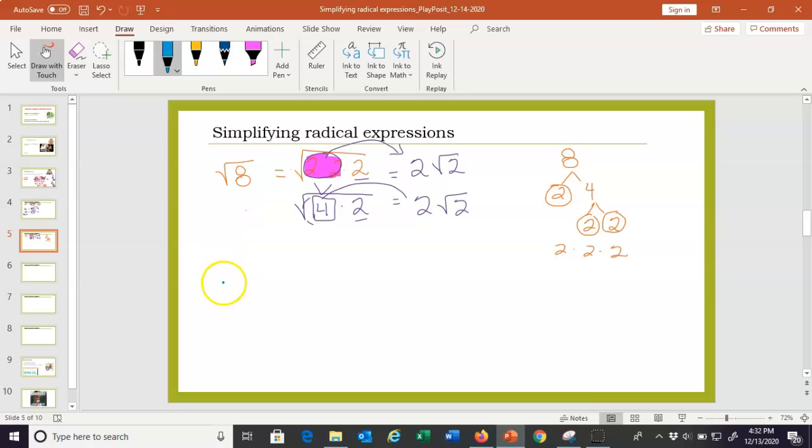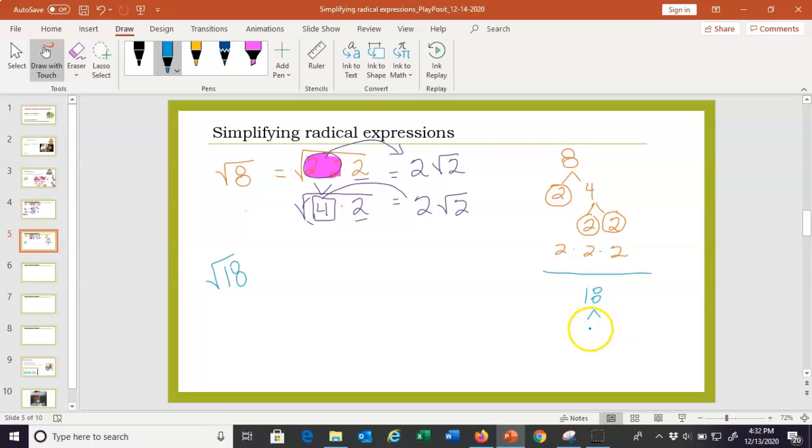Okay, so let's try square root of 18. At first glance, you might not realize, but 18 is not a perfect square. So we have to find a perfect square within it. So let's come over here and do a factor tree.